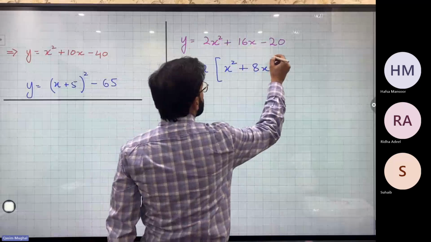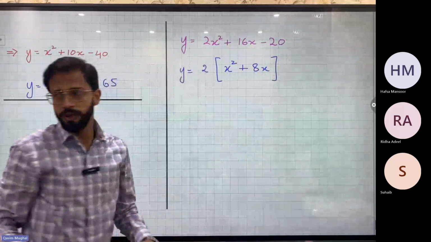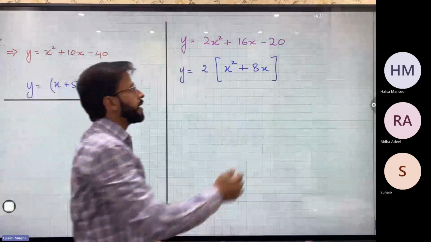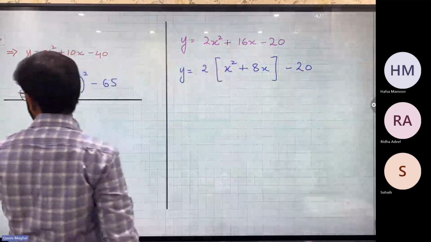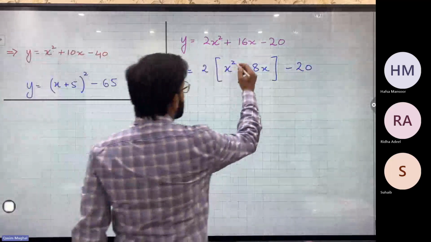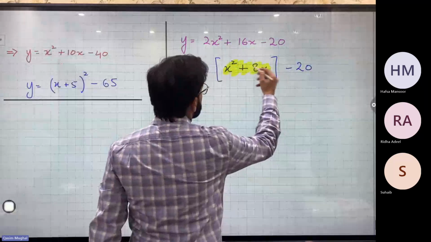8x and then bracket close. We are taking common from the first 2 terms only. That's it. And then minus 20 as it is. Now remember, we are only applying the completing square. Only these 2 terms matter.